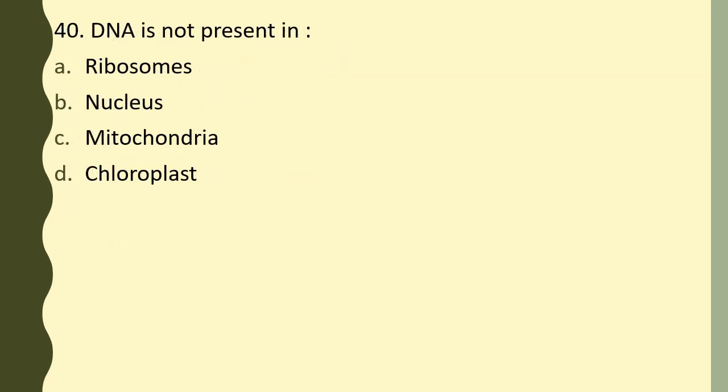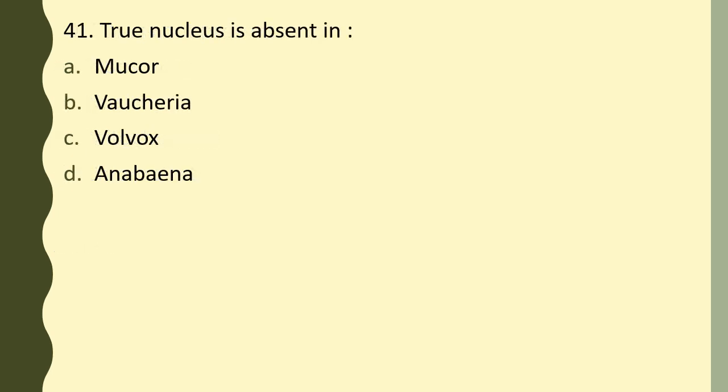Question number 40. DNA is not present in ribosomes, nucleus, mitochondria, chloroplast. DNA is absent in. Correct answer is option A, in ribosomes. Question number 41. True nucleus is absent in Mucor, Euglena, Volvox, and Anabaena. True nucleus is absent in. Correct answer is option D, Anabaena.